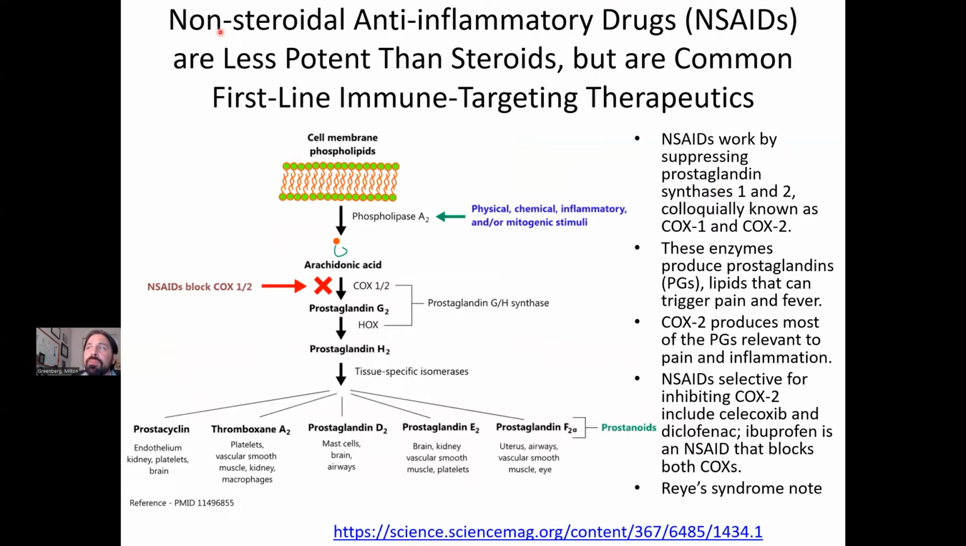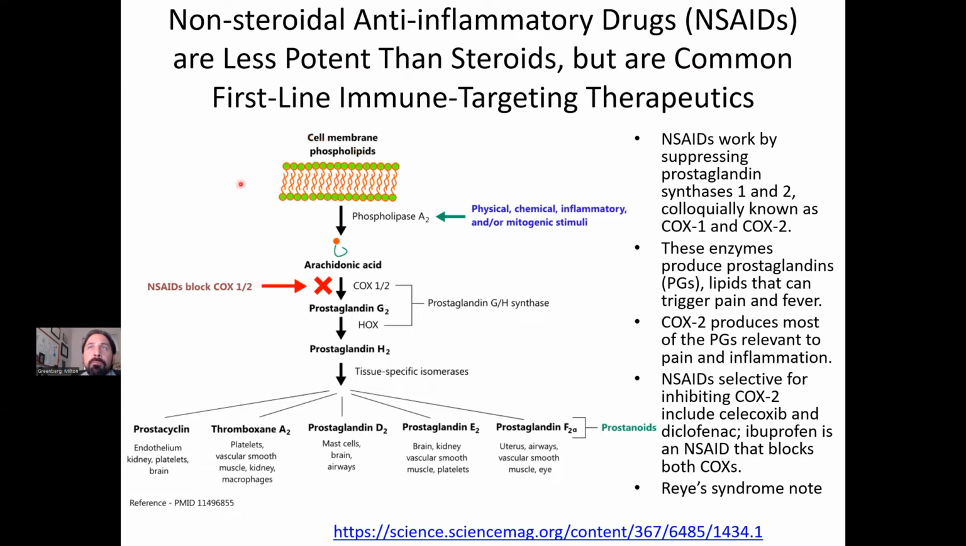Now we'll take a pivot and talk about non-steroidal anti-inflammatory drugs, or NSAIDs. So NSAIDs are less potent than steroids, but they're common first-line immune targeting agents. So non-steroidal anti-inflammatory drugs, NSAIDs, are less potent than steroids, but again, these are also very commonly prescribed. So these are your inflammatory lipids.